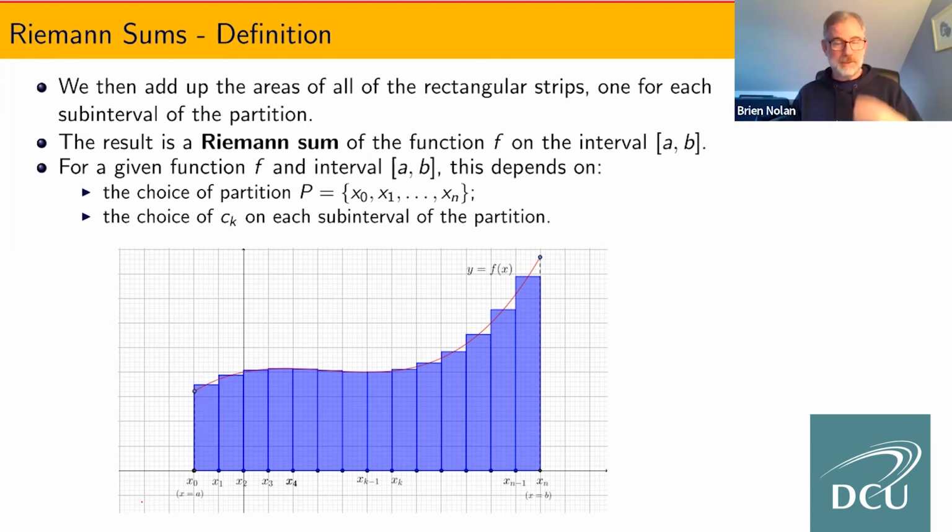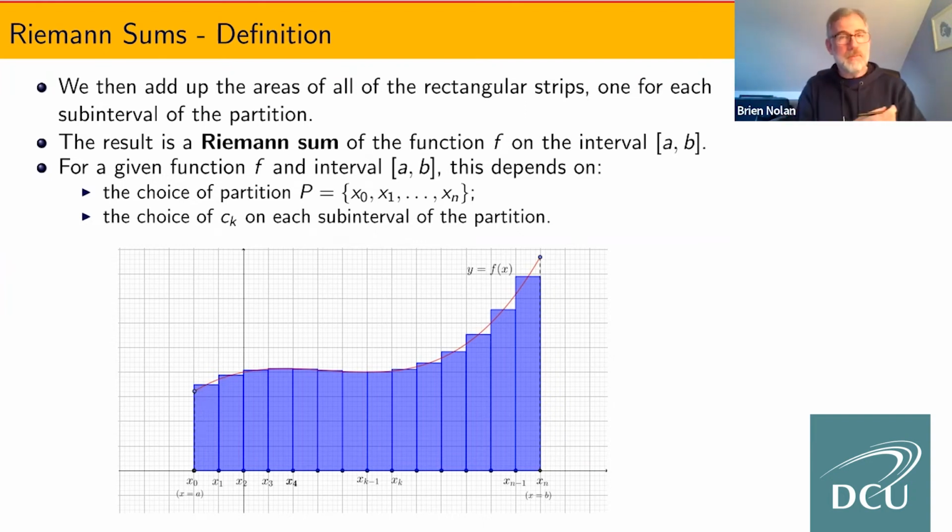So there's our definition. It's a big long definition. It involves all those different ingredients. So a Riemann sum is what we get when we start with a function on an interval [a, b]. We introduce a partition. We pick a point from each subinterval. We calculate the area of the rectangle whose height is given by the function value at that point for that subinterval. And then we add up all the rectangular areas.